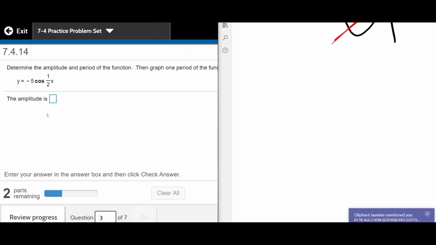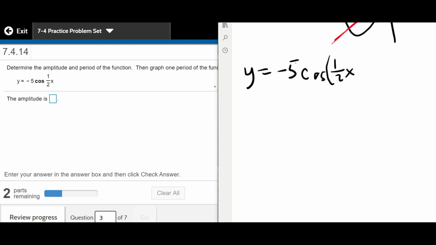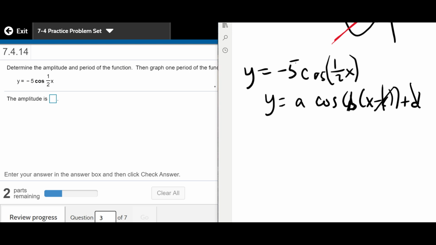Okay, determine the amplitude and the period of the function. Then graph one period of the function. So let's go ahead and write out the problem. So we have y equals -5 cosine of 1/2 x. Okay. So it's important to note that the generic form is a cosine of b x minus c plus d, right? Here there is no c. In this problem, there is no c and there is no d. There's only a b and an a. So this is a and that's b.